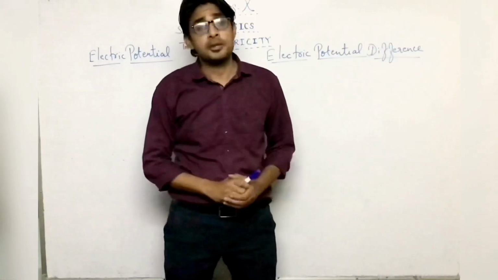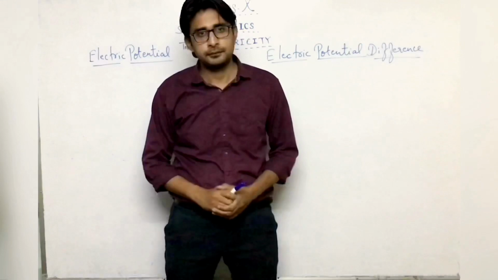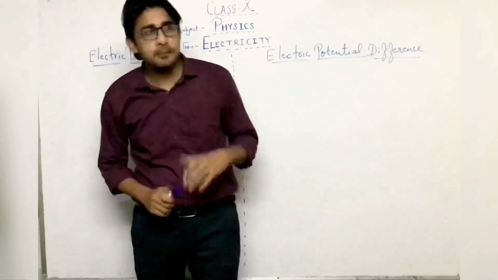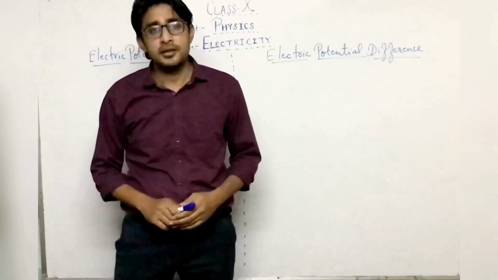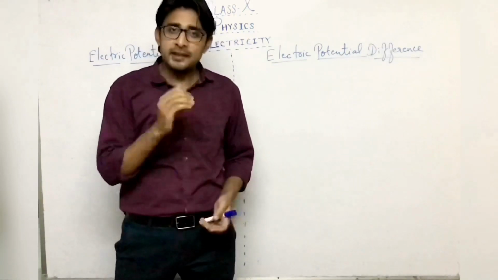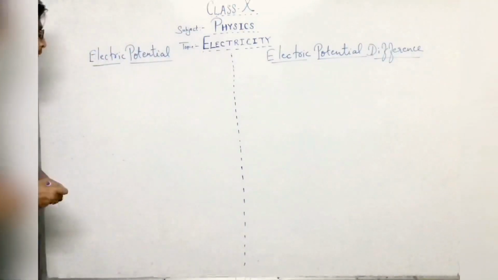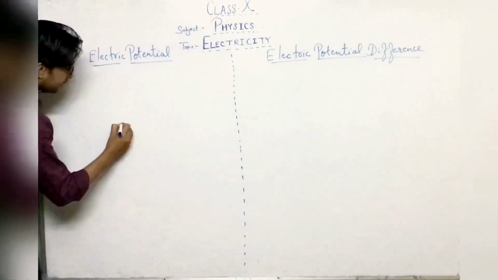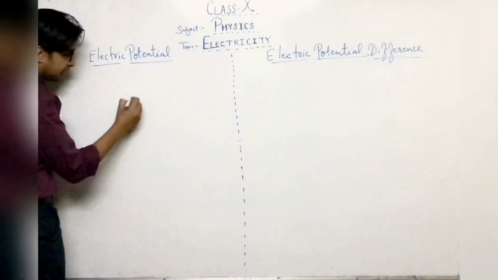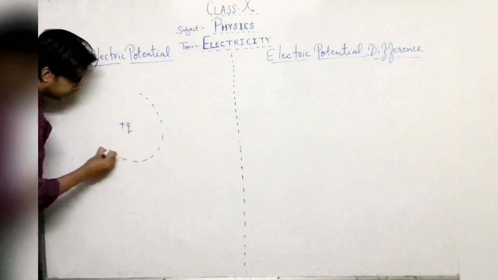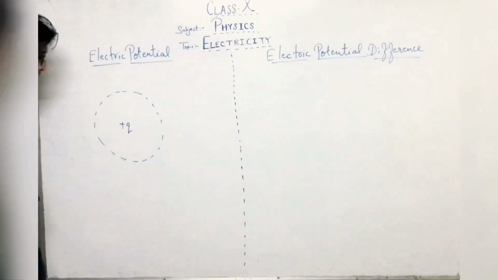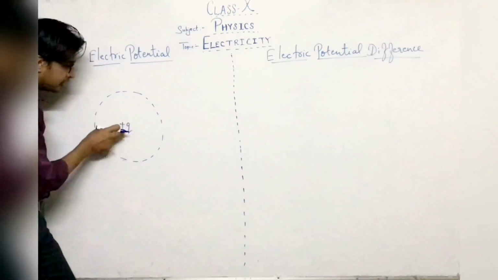To define electric potential, we need to know about electric field. We have studied about electric field in the previous video. It is the space or region around a charge in which its force can be experienced. We will use that concept to define electric potential. Let us see how. We will consider a charge plus Q. Now, this charge will have an electric field around it, a space or region in which other charge can experience a force. This is the electric field of this charge.